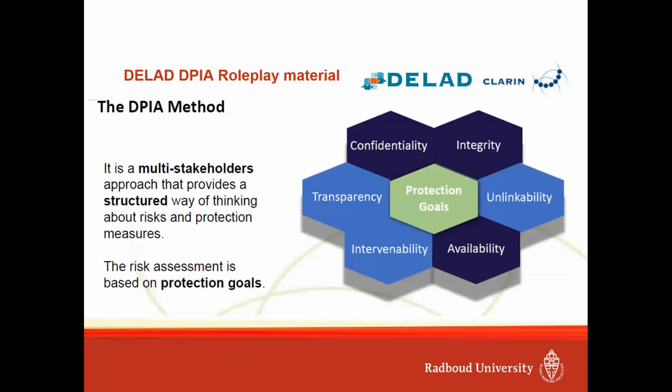Okay, so the method is a multi-stakeholders role play. It provides a structured way of thinking about risks and protection measures, and they are based on protection goals. These protection goals have 6 dimensions: confidentiality, integrity, transparency, intervenability, unlinkability, and availability. And you can see this is closely linked to the 8 principles that we also discussed for privacy by design.